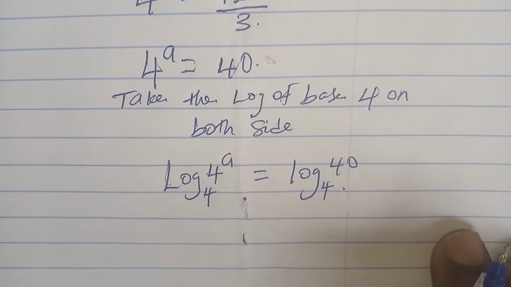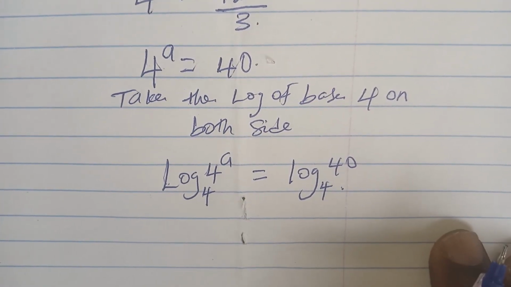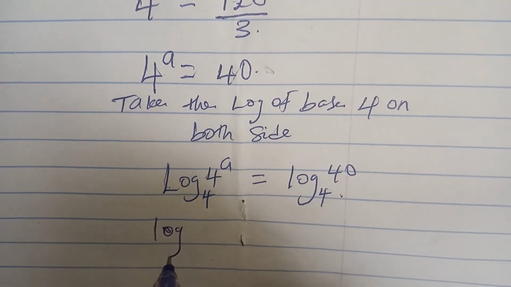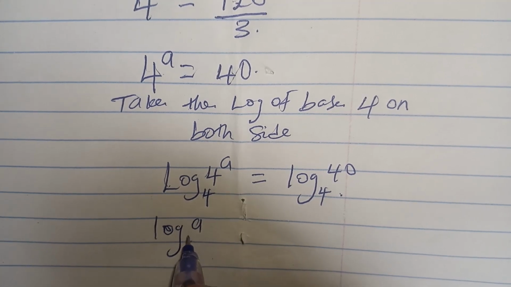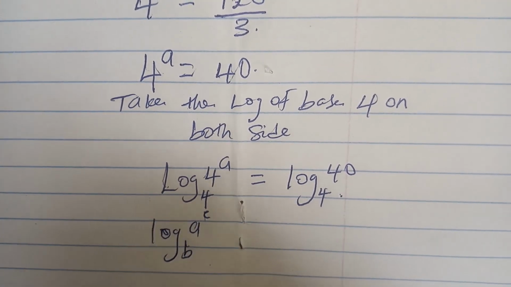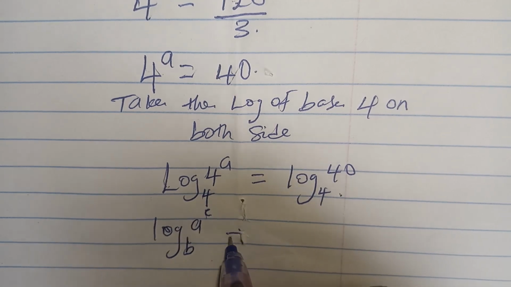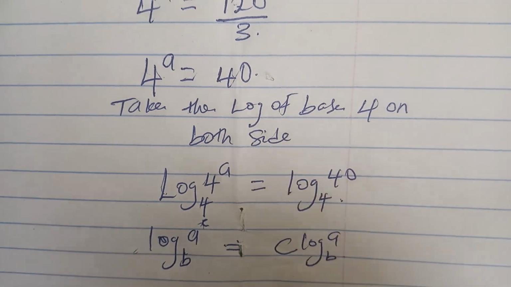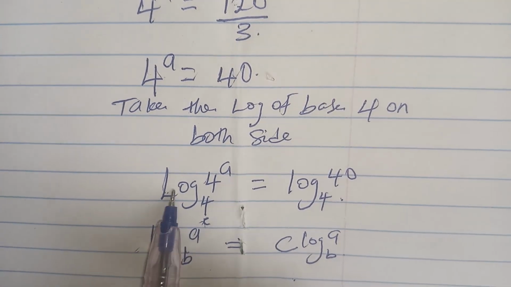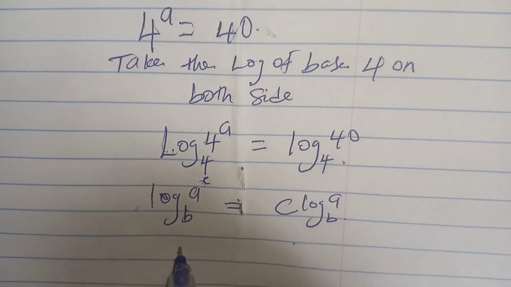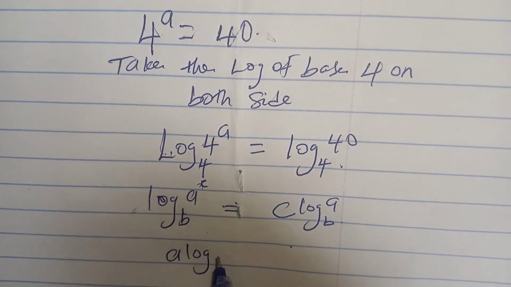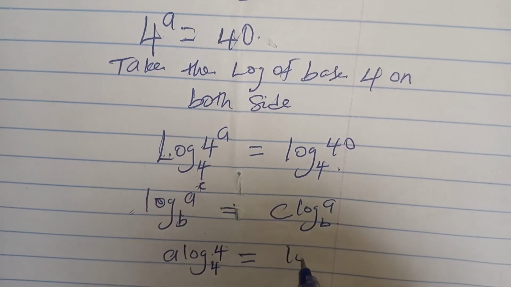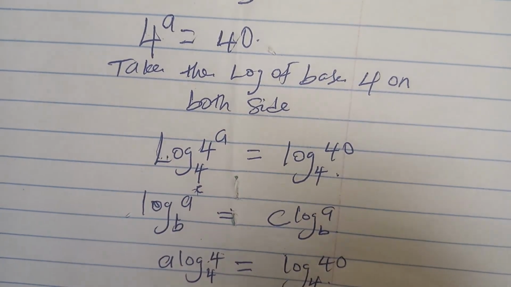From here we are going to apply a rule which says log a to the power of c to base b is also equal to c log a to base b, with the exponent coming to the front. So if we put this principle here, we have a times log 4 to base 4 equals log 40 to base 4.